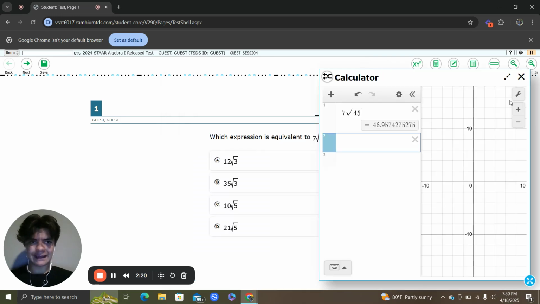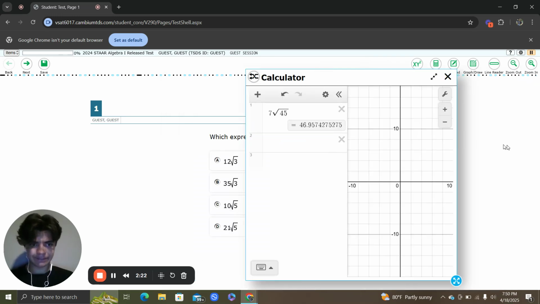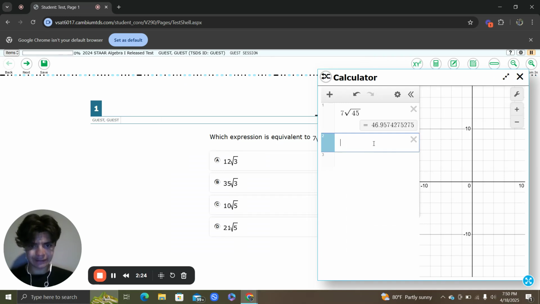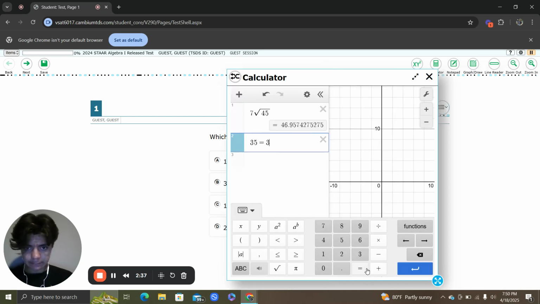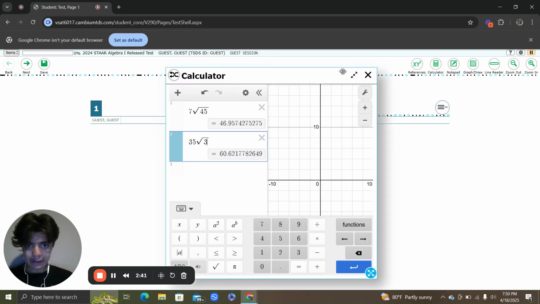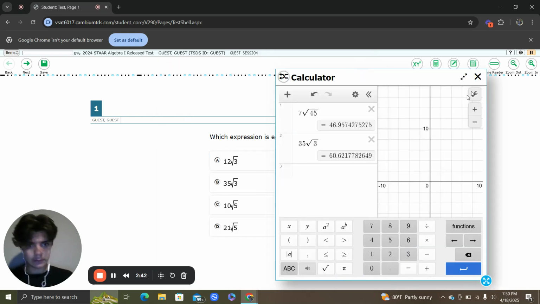I know the calculator's moving a lot. I apologize. I'm still doing it. It's annoying. So is 12 to the power of 3 or square root of 3 equal to it? No, it's not. So it can't be A. Cross out A. So how about 35 to the square root of 3? Oops. It's not that one because they're not equal.